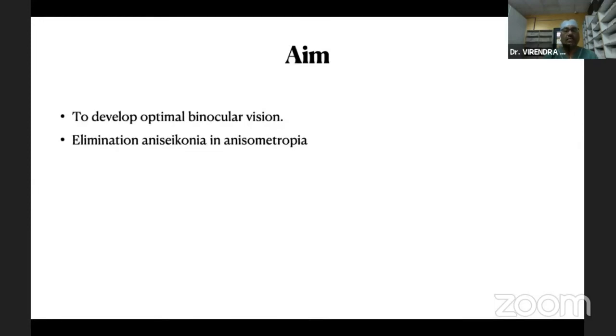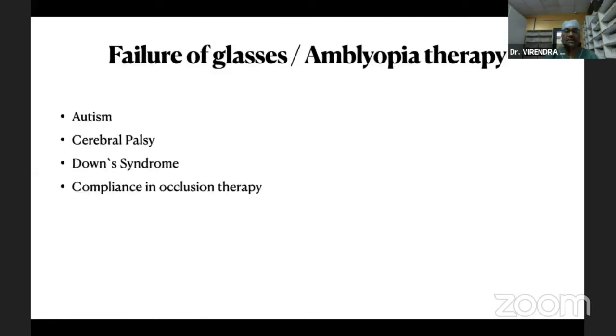Our aim is to develop optimal binocular vision. That is the most important thing. And to eliminate anisocoria, anisometropia or high hyperopia, because they all have an impact on visual development, mental development, binocular vision, fusion, stereopsis and many other things. The flexibility of this development is there only in very early age. As age progresses, this becomes difficult to achieve. You may have two aligned eyes looking straight, but there may not be any fusion.